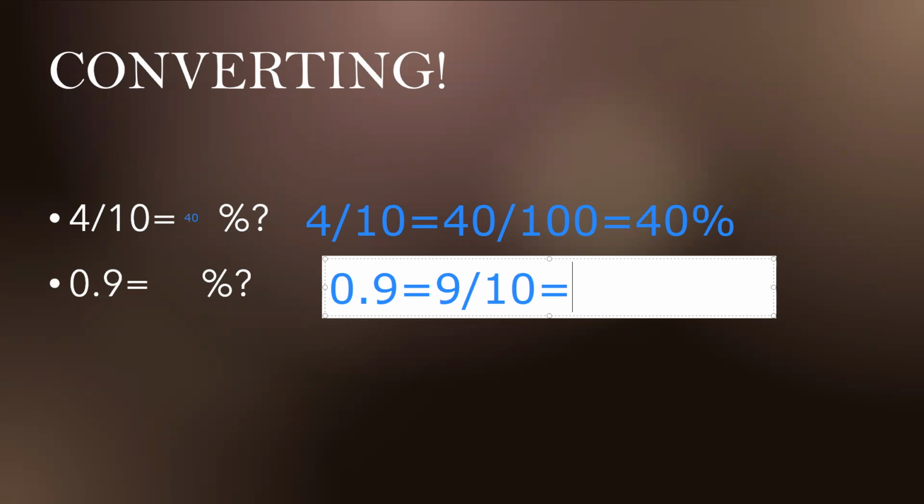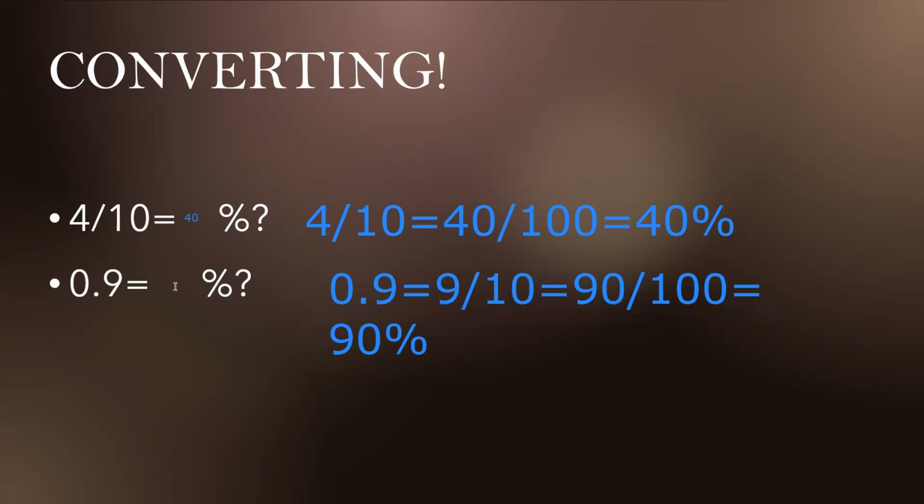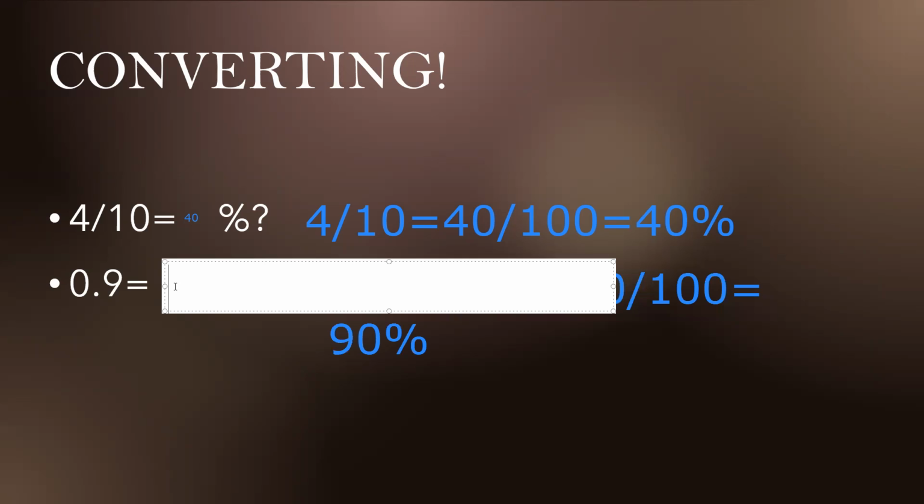9 multiplied by 10 is 90. 90 out of 100, which we know is 90%. Hooray, we got our answer. Last but not least, type it in the chat. 90%.